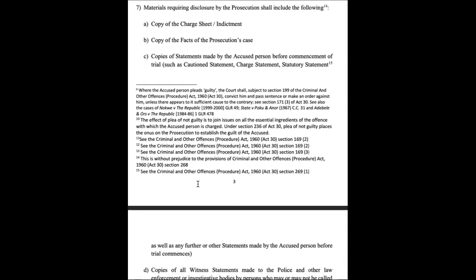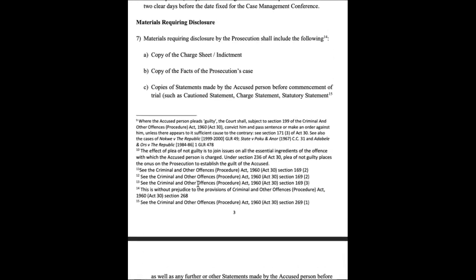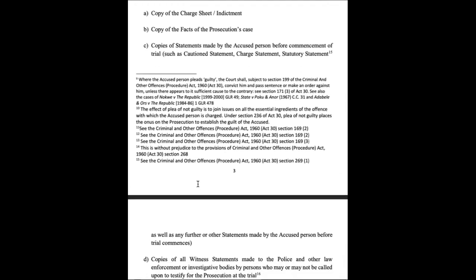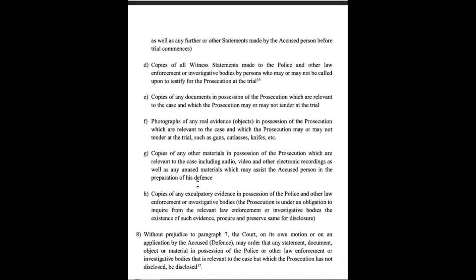Listen, take a critical look at the paragraph. The prosecution shall file and serve on the accused person or counsel for the accused person all outstanding materials that require disclosure. So what are the materials that you must even disclose? Look at paragraph 7. They are there. They've listed everything that requires you to disclose. All the matters that they are required to disclose have been listed over here.